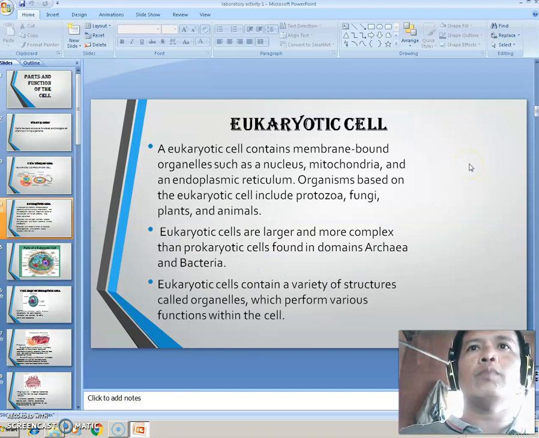Eukaryotic cells contain membrane-bound organelles such as the nucleus, mitochondria, and endoplasmic reticulum. Organisms based on the eukaryotic cell include protozoa, fungi, plants, and animals. They are larger and more complex than prokaryotic cells found in the domains archaea and bacteria. Eukaryotic cells contain a variety of structures called organelles, which perform various functions within the cell.